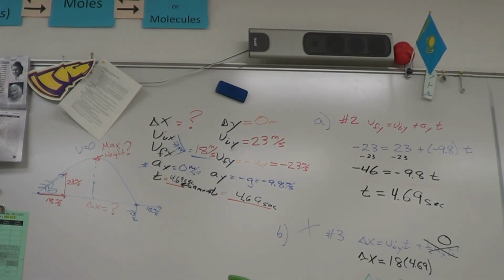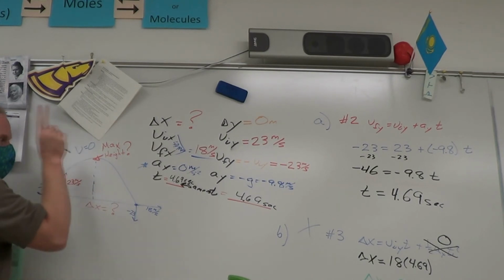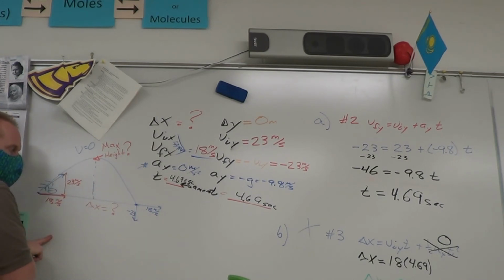if delta y is equal to 0. It's 2 times larger than the time to max height. So the time from here to here is 2 times bigger than the time from here to here, if it's a delta y equal to 0.